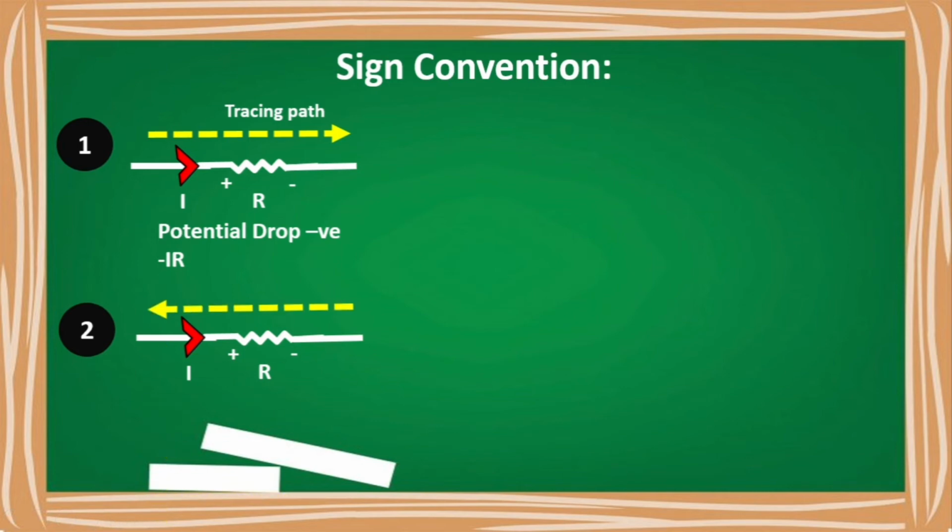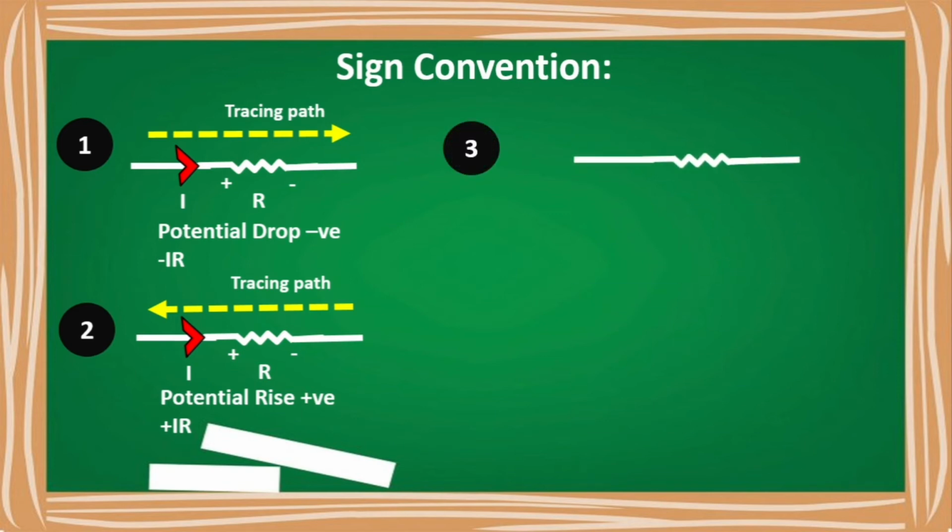So the tracing path is from right hand side to the left hand side now. So we are coming across the negative polarity first and then the positive polarity. That means we are coming across the lower potential first and thereafter the higher potential. We are traveling from lower to higher potential. That means there is a rise. So this is a potential rise, so we write it as positive. So the expression becomes plus IR.